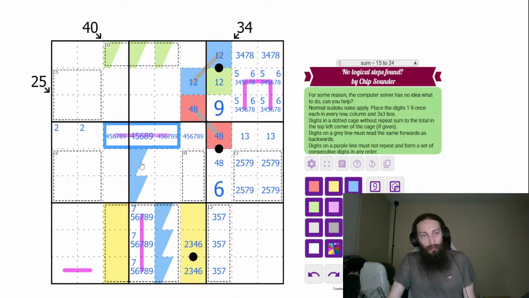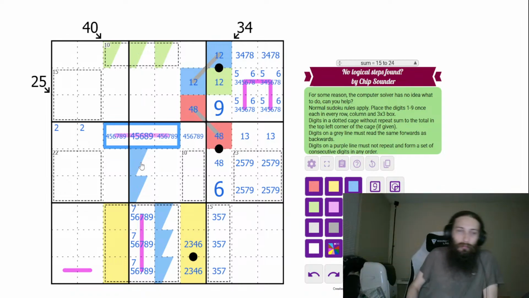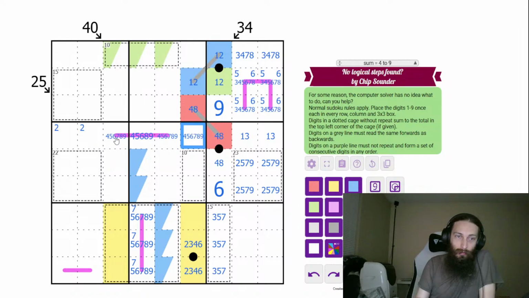And then this Renban here doesn't have to have 4 or 8. It could be 5, 6, and 7, right? Because if it had to have 4 or 8 on it, then that would remove options from here, would remove options from there.